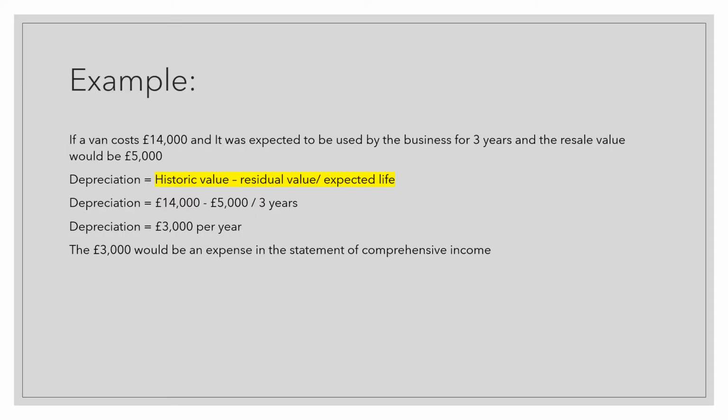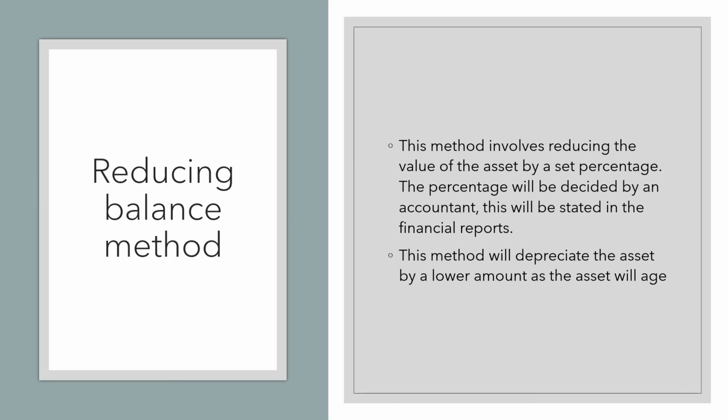Here's an example. If a van were to cost £14,000, the business are expecting to use that van for 3 years and the resale value is £5,000. So the formula would be historic value minus the residual value divided by the expected life. So we do £14,000 minus £5,000 divided by 3. That's going to be £3,000 per year. So the £3,000 is going to be an expense in the statement of comprehensive income.